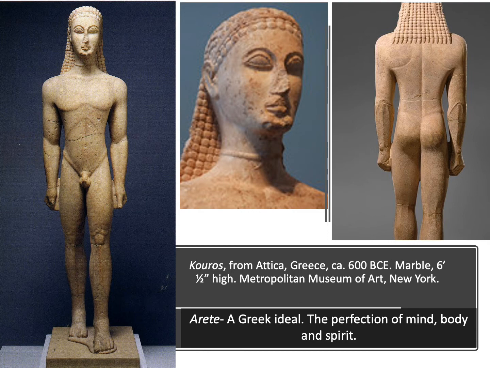The face is somewhat less soft and detailed. We still have those large almond-shaped eyes with very prominent brows. The eyes are not always open wide. Sometimes they're open. Sometimes they've inlaid them with precious material. A lot of times they were painted. They have a little bit of a smaller mouth. And we're going to see a new convention called the archaic smile. This one does not have an archaic smile yet.